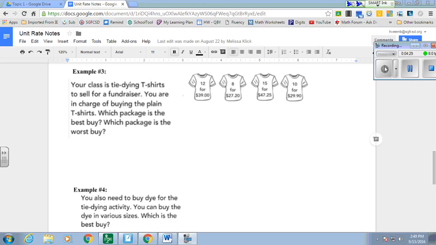It says, your class is tie-dyeing t-shirts to sell for a fundraiser. You are in charge of buying the plain t-shirts. Which package is the best buy, and which package would then be the worst buy?